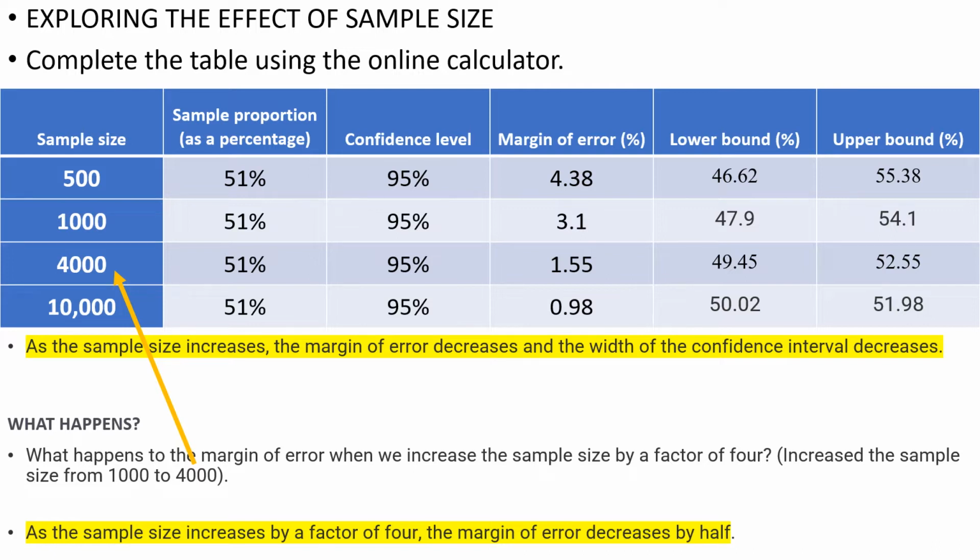So what happens to the margin of error when we increase the sample size by a factor of 4? In other words, we increase the sample size from 1,000 to 4,000. Interesting, people, as the sample size increased by a factor of 4, the margin of error decreases by half.